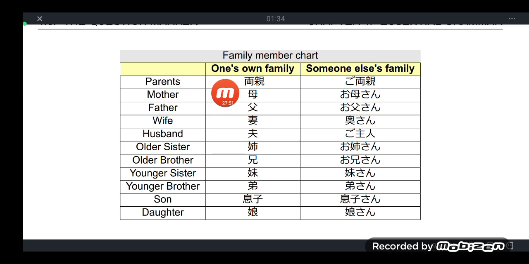I will say the syllabary for this kanji. Item number 1 is ryoshin. This is haha. Number 3 is chichi. This is tsuma or wife. Tsuma is wife. This is otto. Let's say if you're referring to your own family, otto. This is ane. This is ani. This is imoto. This is ototo. This is musuko, and this one is musume, daughter.